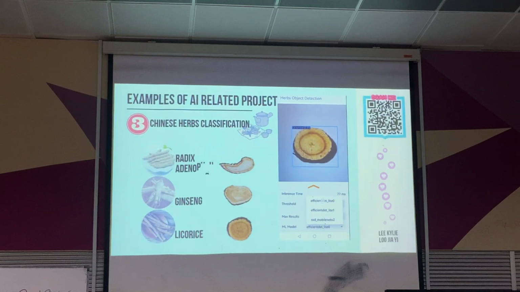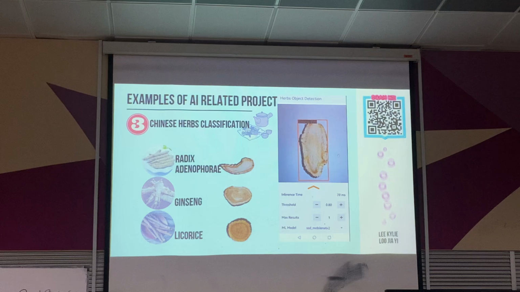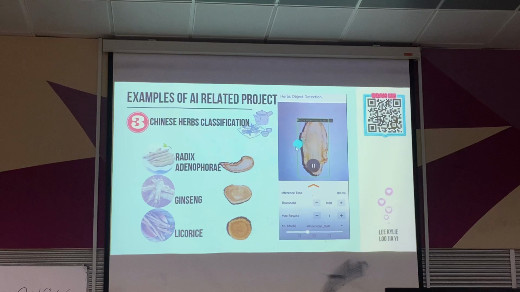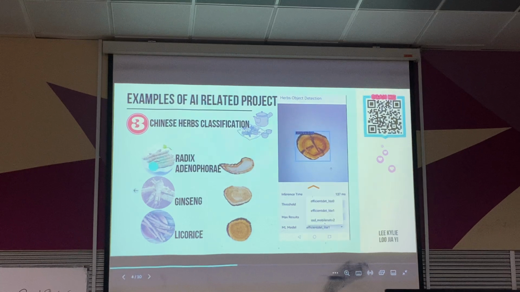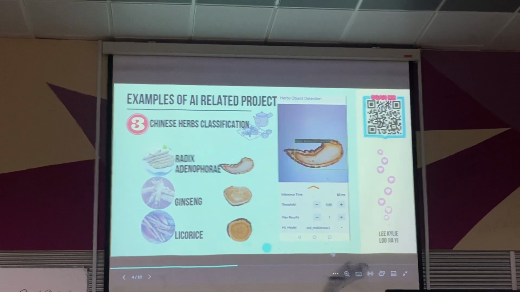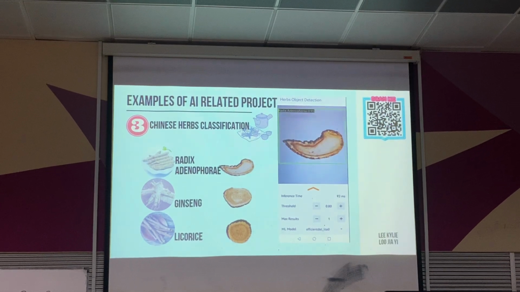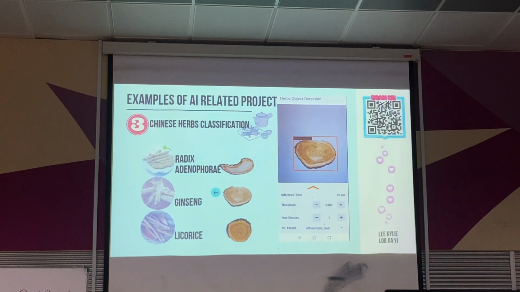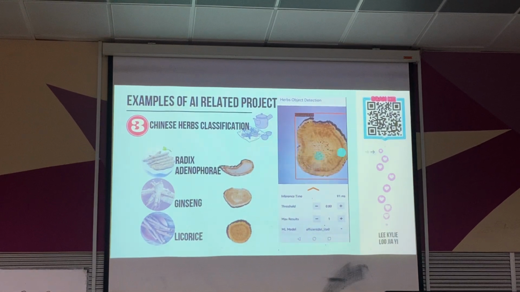This is another project where the students found that some of the Chinese herbs actually look similar. So they built a simple app, used deep learning, and trained the models to identify or classify these 3 different Chinese herbs. You can also scan the QR code, and it will lead you to the drive. You can install the app and play around with it, but it can only classify 3 different herbs. If you need more detections, then you probably need to put in more images.